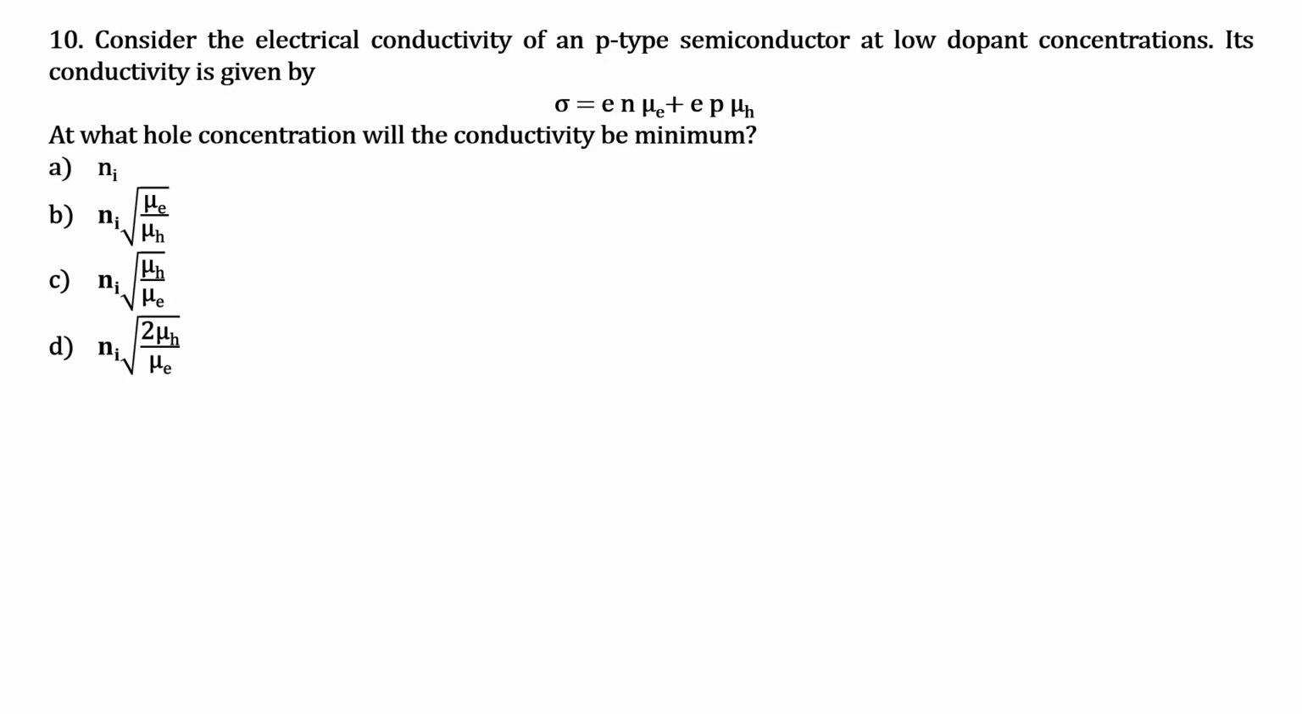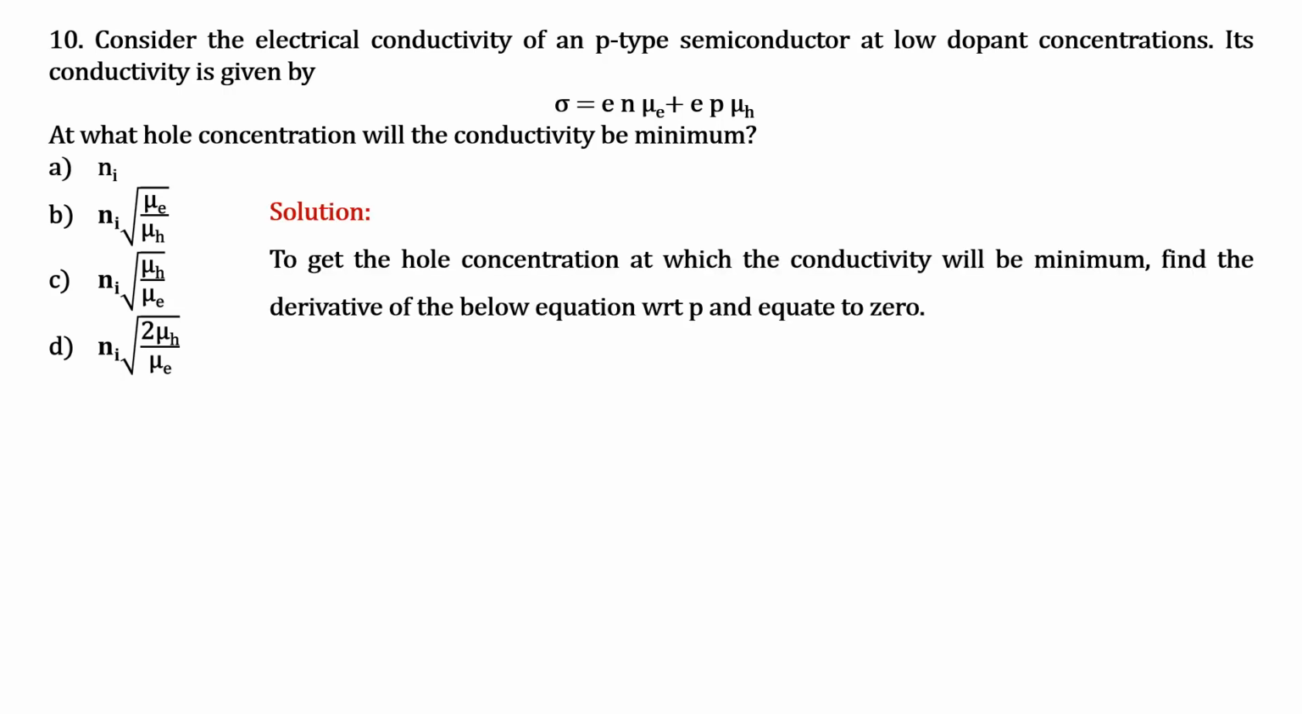So basically, in mathematics, the concept that we use here to find the hole concentration when the conductivity is minimum is that we have to take the derivative and then equate it to 0. What should we take the derivative with respect to? Here we have to find the hole concentration at which the conductivity will be minimum. Hence we have to take the derivative with respect to the number of holes, that is p, and then after taking the derivative we have to equate it to 0.